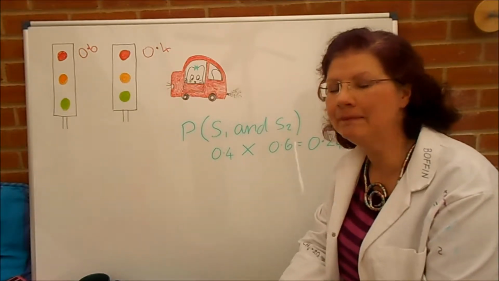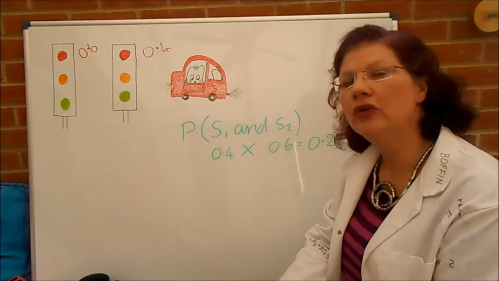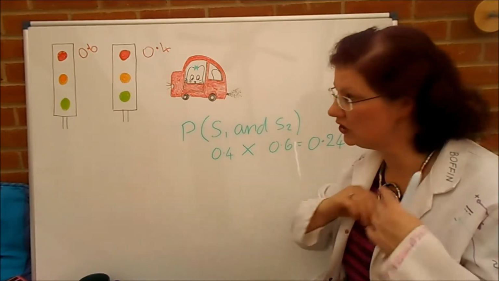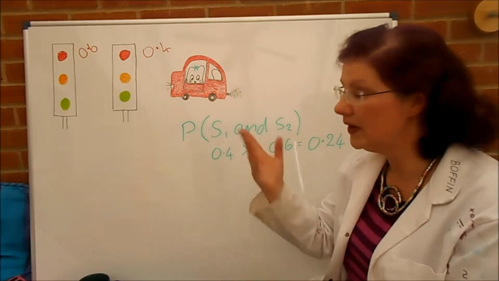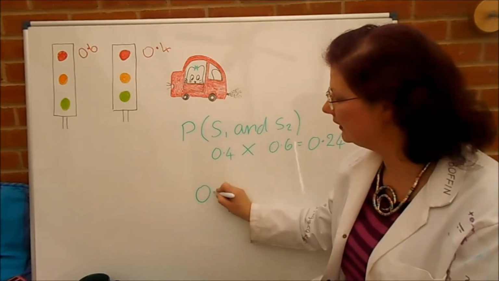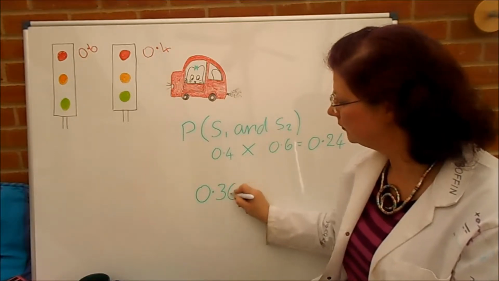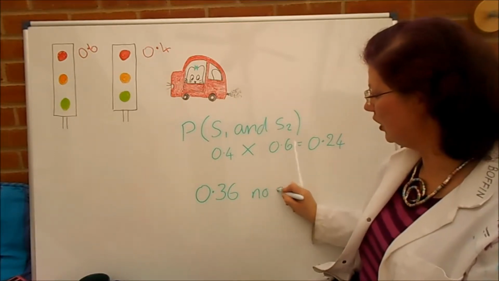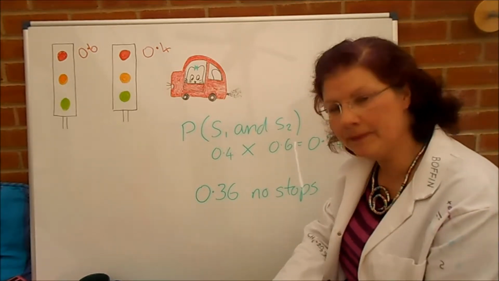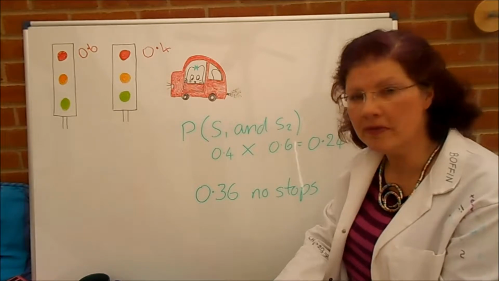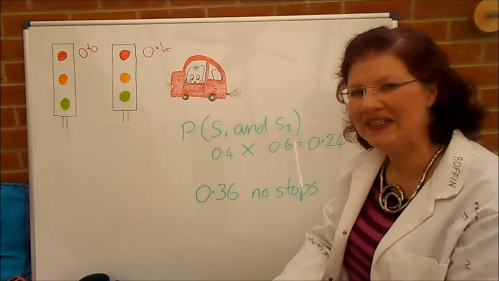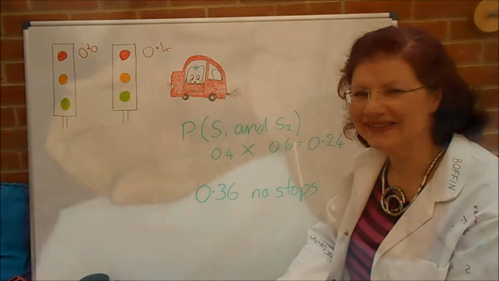Okay, that's part A. Now for part B, you're told that the probability that she doesn't have to stop at all, she just goes straight through both of them, so they're both on green, the probability of that is 0.36. That's the probability of no stops. So with that, could you please draw out a probability tree diagram to show this with all the probabilities on it? So that's part B, off you go with that.